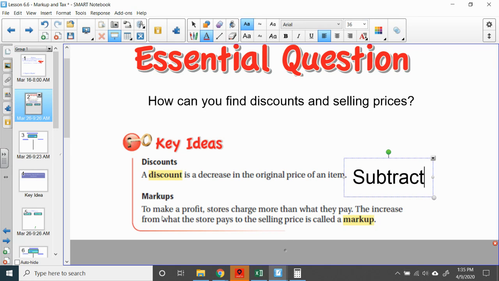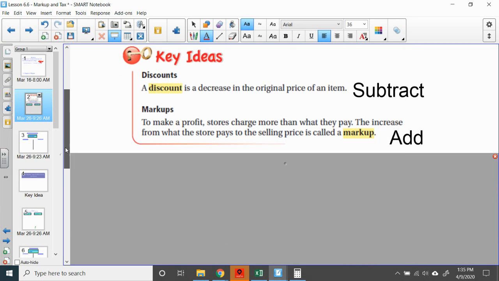As opposed to markups, markups are to make a profit for stores. They charge more than what they really paid for something. The increase from what the store pays to the selling price is called the markup. When we do markups, we are going to have to add to get our answer. Okay, so those are two important things as we start working through our problems today.